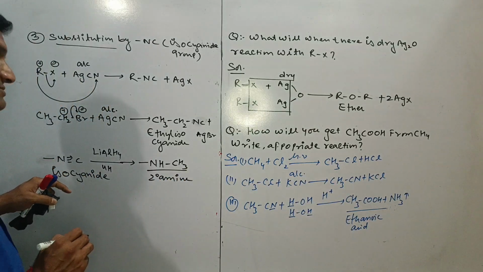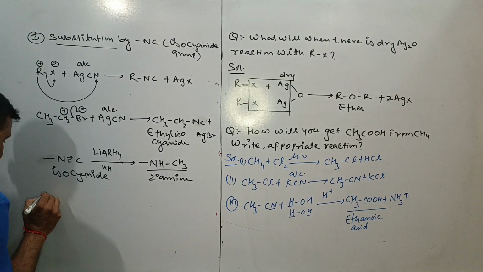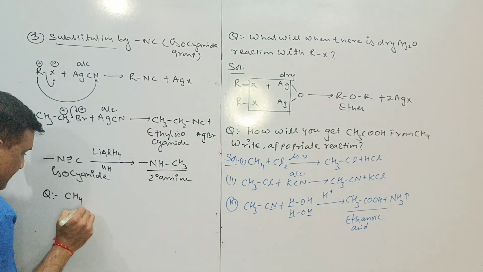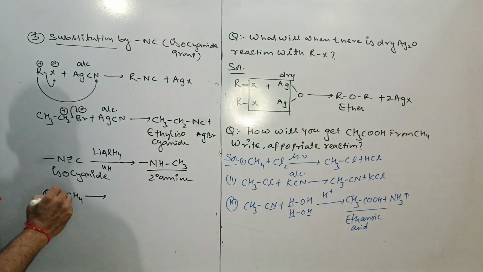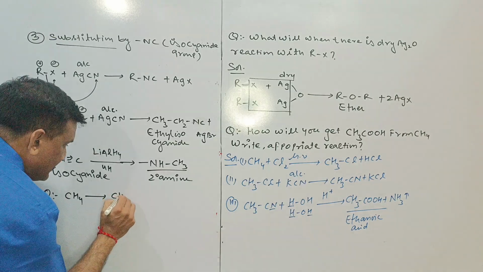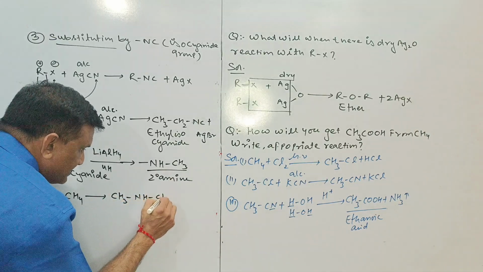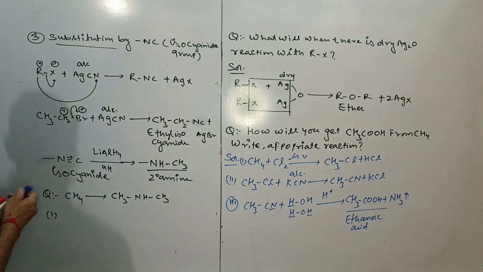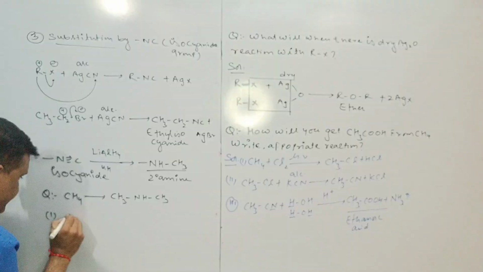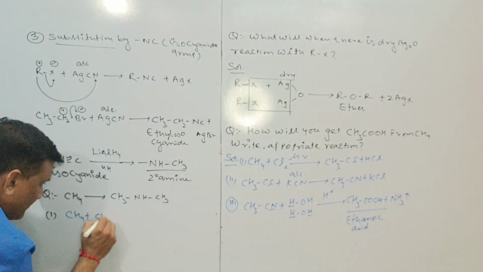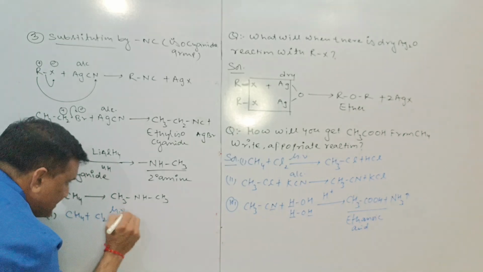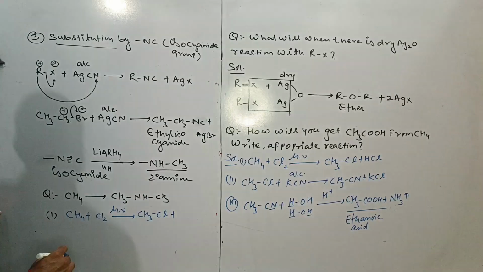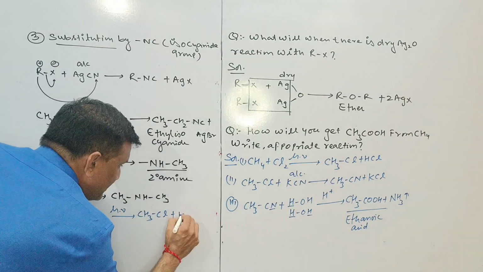If we want to go through the reaction, then as an example we can take a question: how will you convert CH4 to CH3NHCH3? In the first step, it will be as follows: CH4 plus controlled chlorination in the presence of hv gives CH3Cl plus removal of HCl.